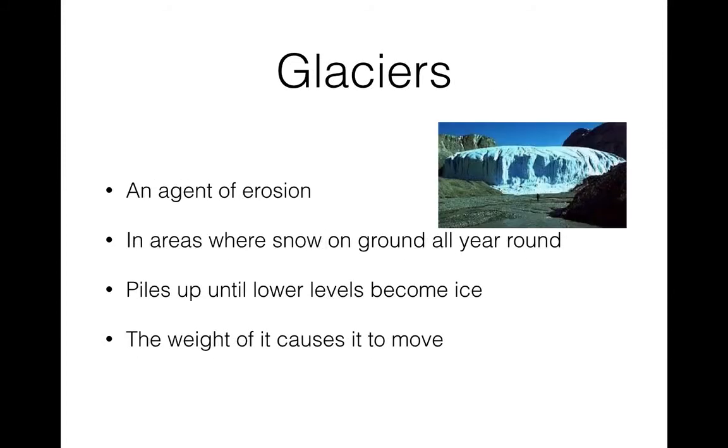Now, another agent of erosion are glaciers. Glaciers are formed in areas where there's a lot of snow, and they're formed primarily because of gravity. You get all this snow that's compacted on each other and stays on each other year after year after year, and the force of gravity and the weight on that causes the bottom layers to become ice, which then causes the glaciers to start slowly moving. And these pile up until those lower levels become ice, and the weight of it causes it to move.